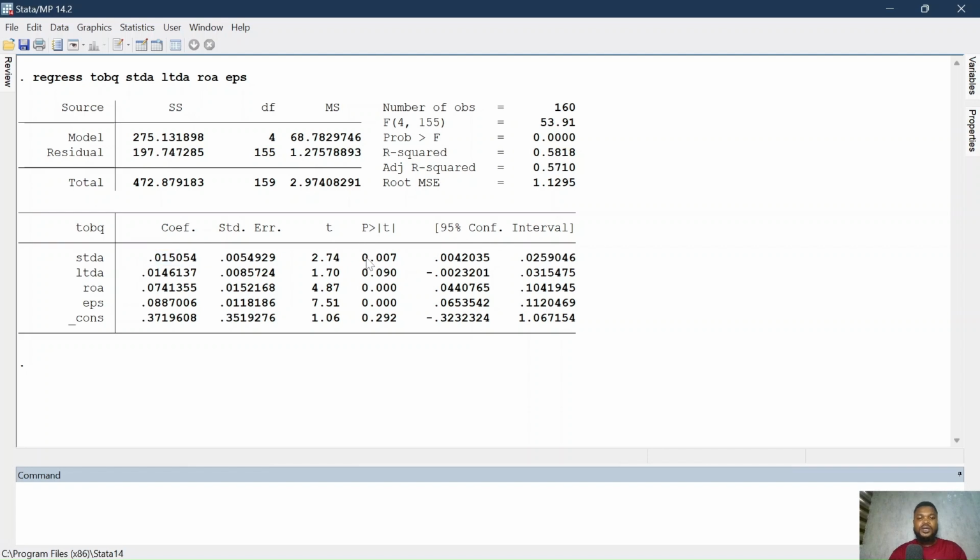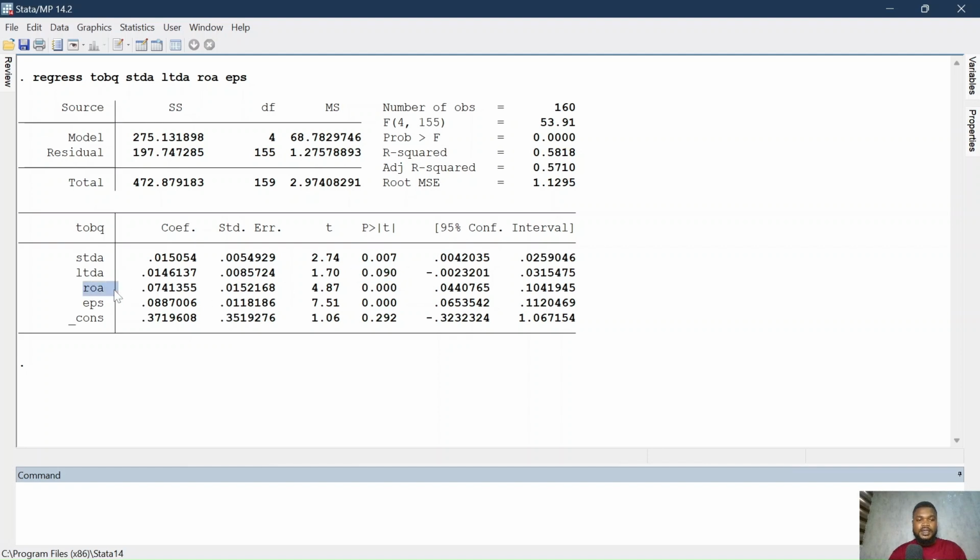Significant because the probability of the result is lower than 5%, which is a commonly accepted threshold for management sciences. For long-term debt, it has a positive effect, but it is not significant because the probability is greater than 5%.